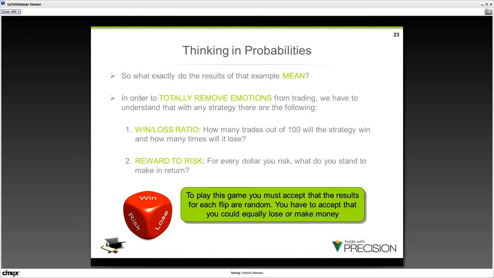If we have a game of even chance like we do here, and our reward to risk is even money, simply meaning it's 1-to-1 reward to risk, for every dollar that we risk, we stand to make $1. This scenario from the onset is basically a break-even proposition, right?